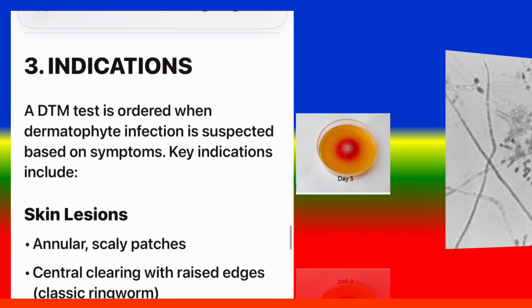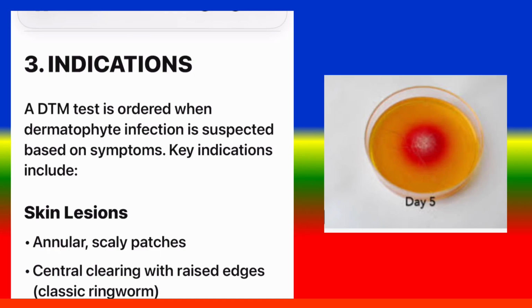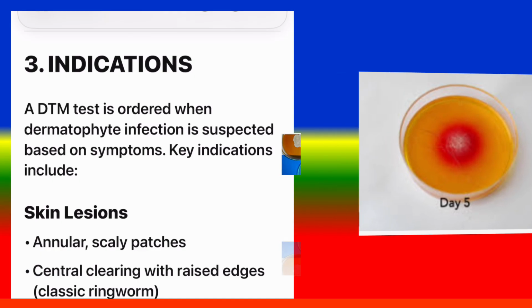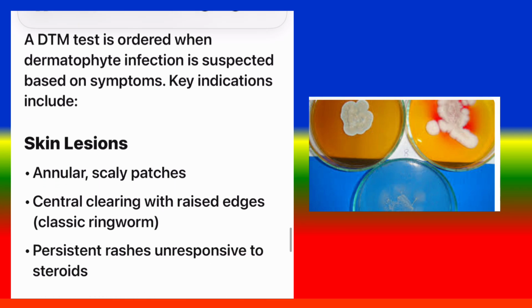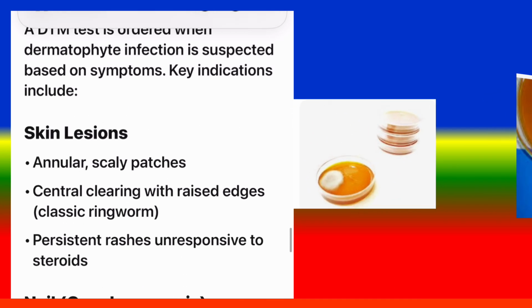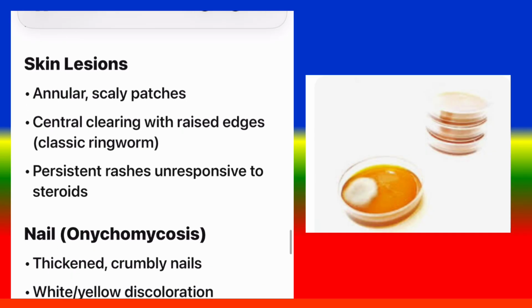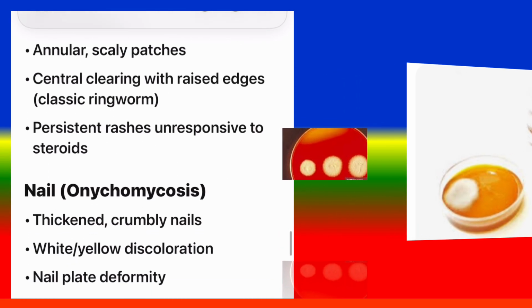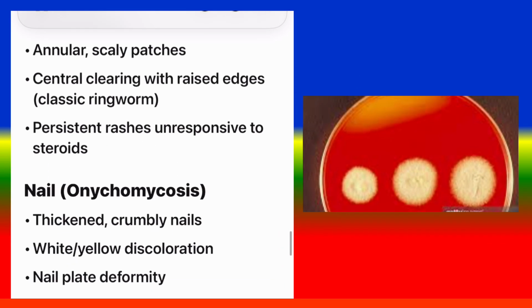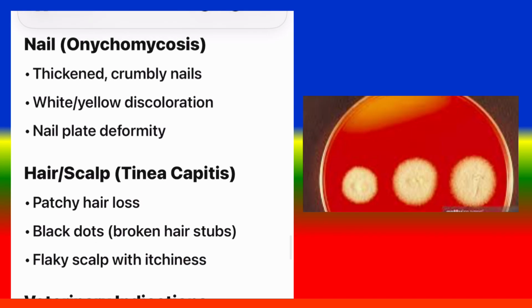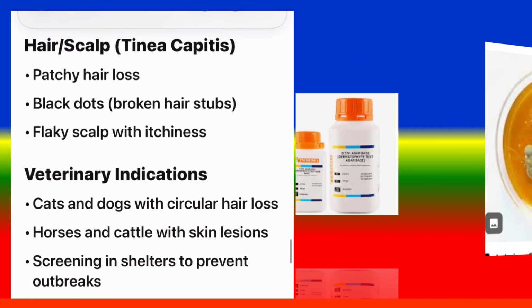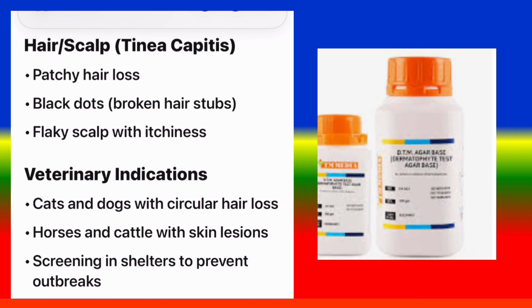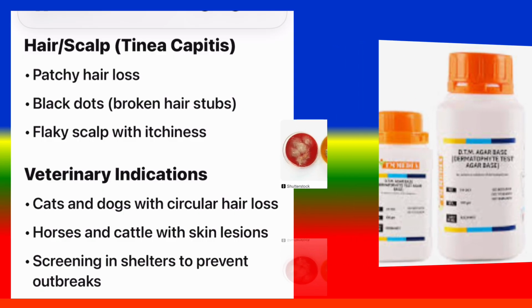Number 3, indications. A DTM test is ordered when dermatophyte infection is suspected based on symptoms. Key indications include skin lesions: annular, scaly patches, central clearing with raised edges, classic ringworm, persistent rashes unresponsive to steroids; nail onychomycosis: thickened, crumbly nails, white or yellow discoloration, nail plate deformity; hair and scalp, tinea capitis: patchy hair loss, black dots, broken hair stubs, flaky scalp with itchiness.